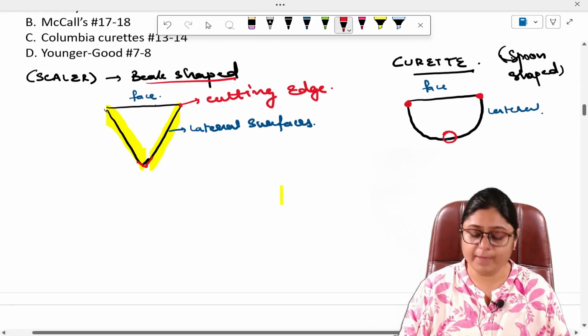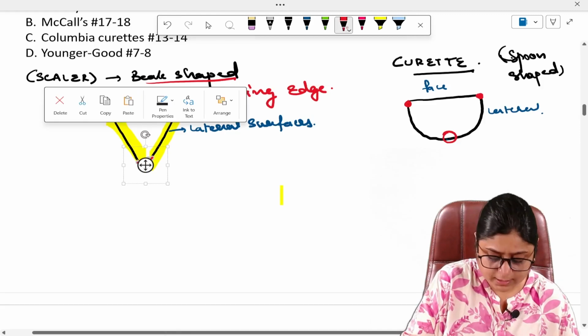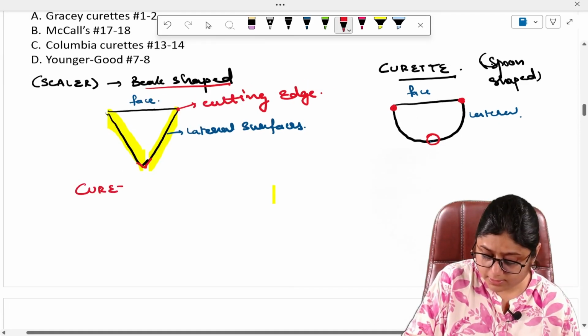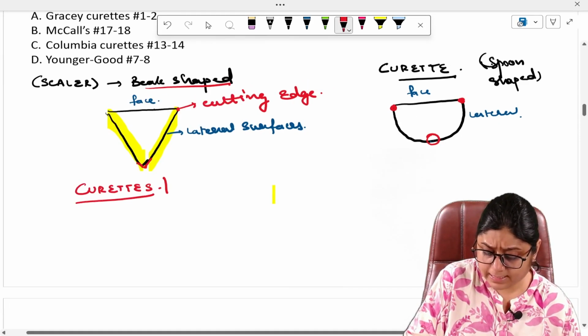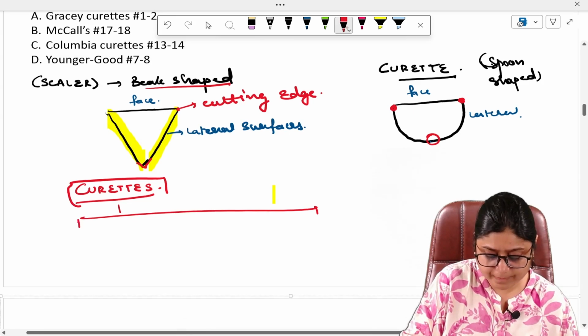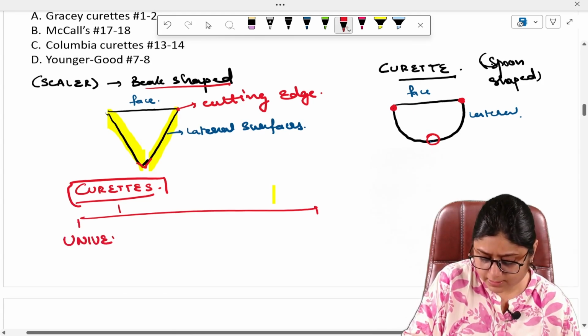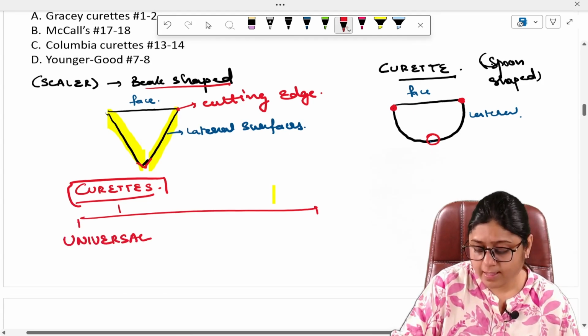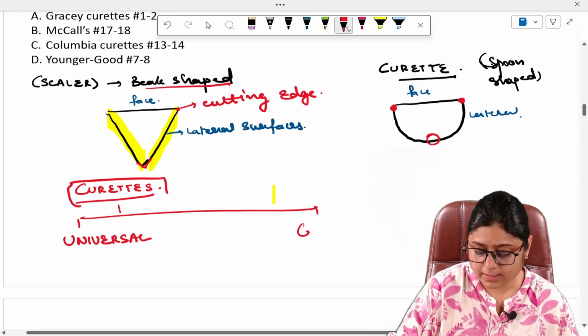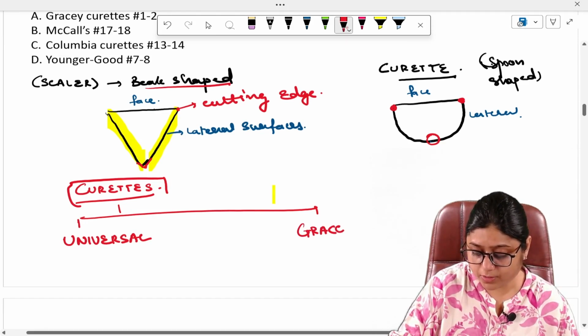Now, these curets basically can be of two types, which are universal curets and Gracey curets or area specific curets.